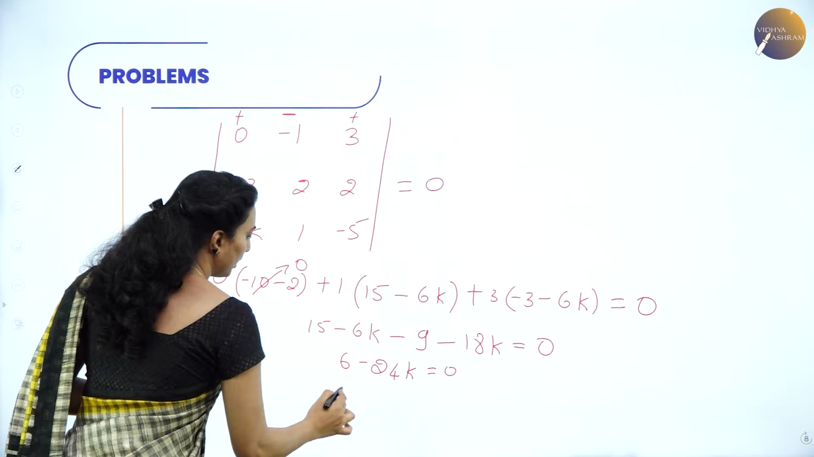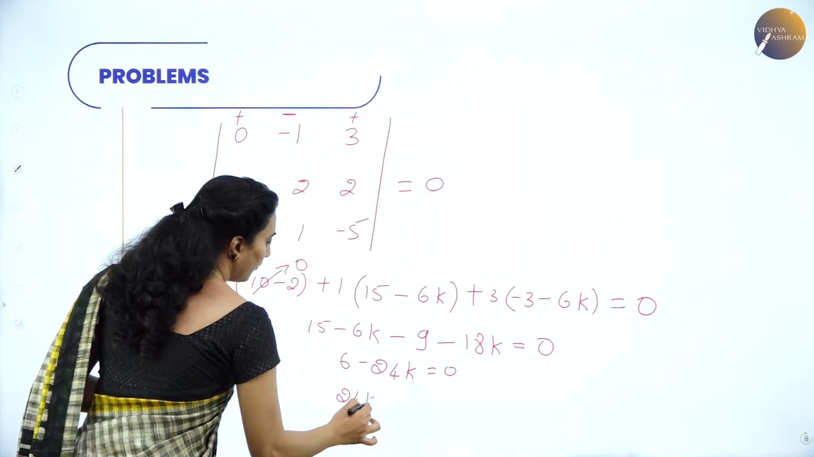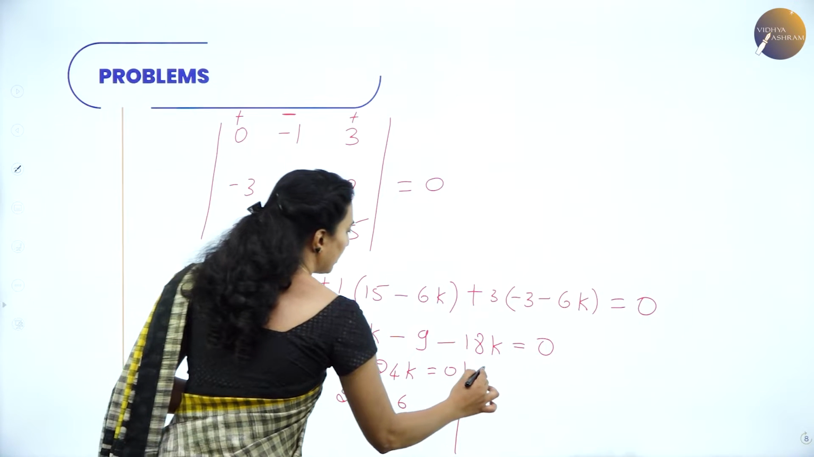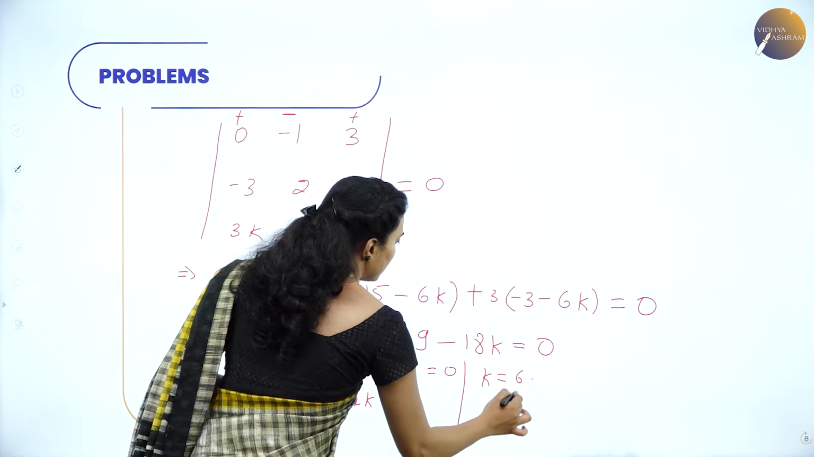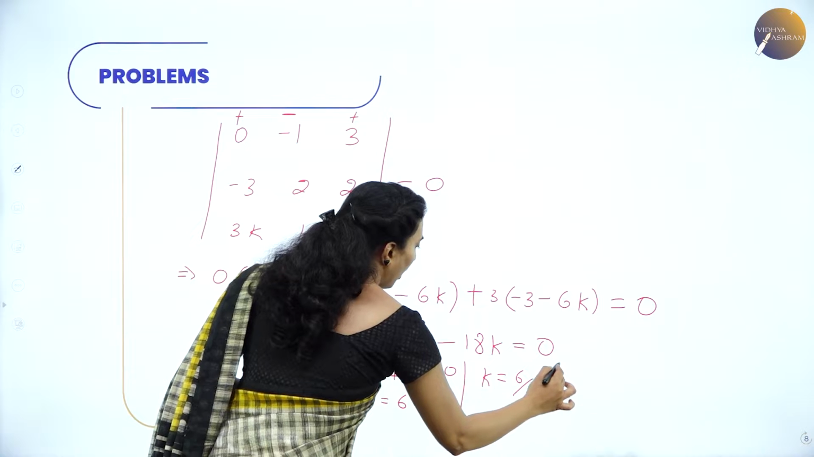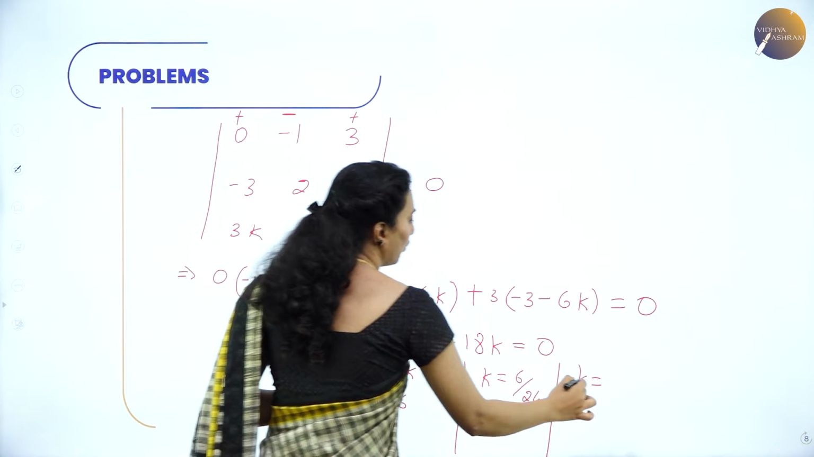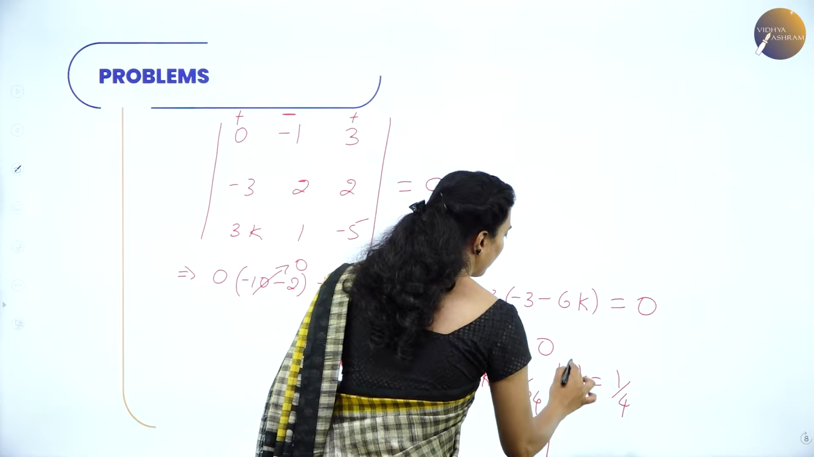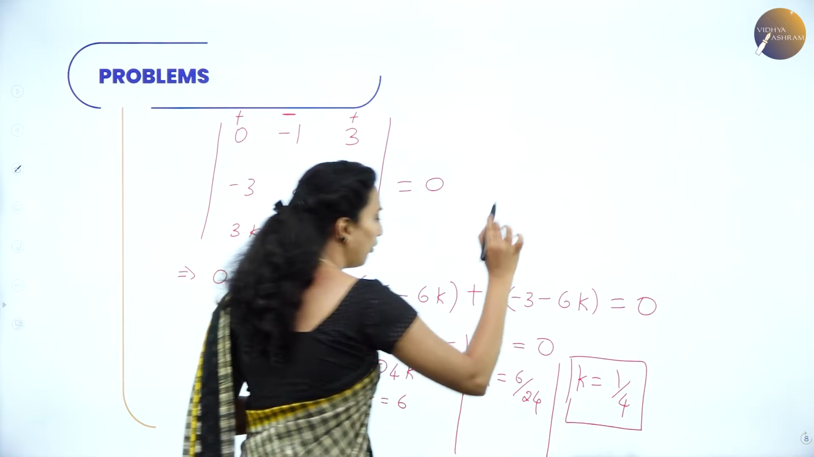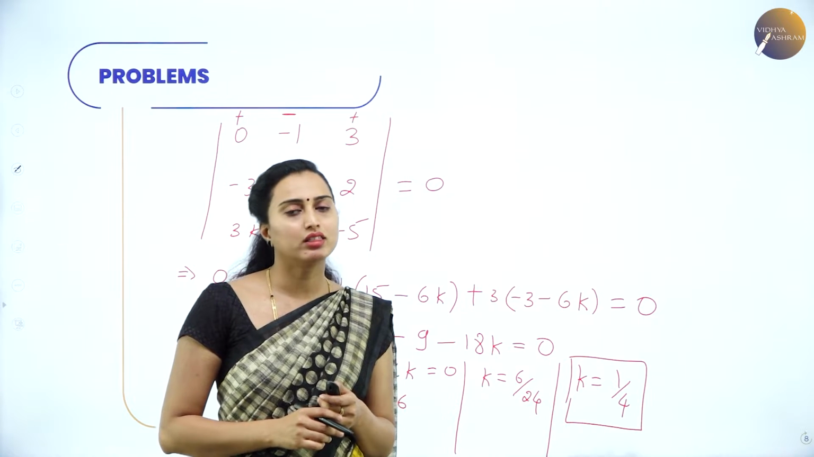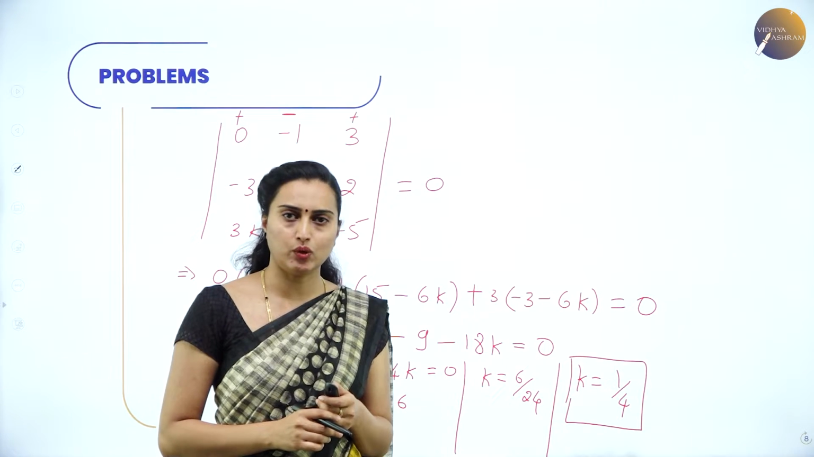Shift 24k to that side. So 24k will be equals to 6. Or you can have k will be equals to 6 divided by 24, or k will be equals to 6 ones are 6, 6 fours are 24, so 1 divided by 4. And this is the value of k you are going to get after equating the determinant to 0.